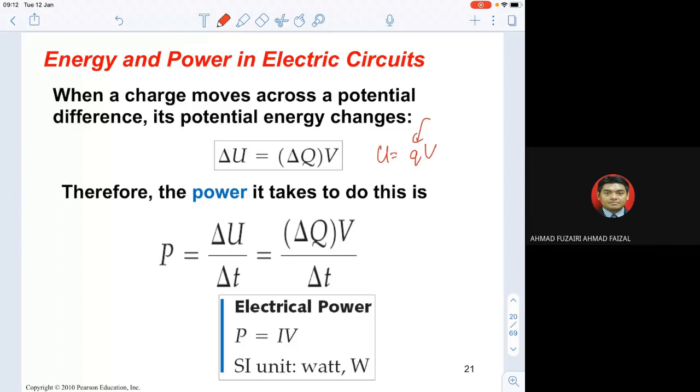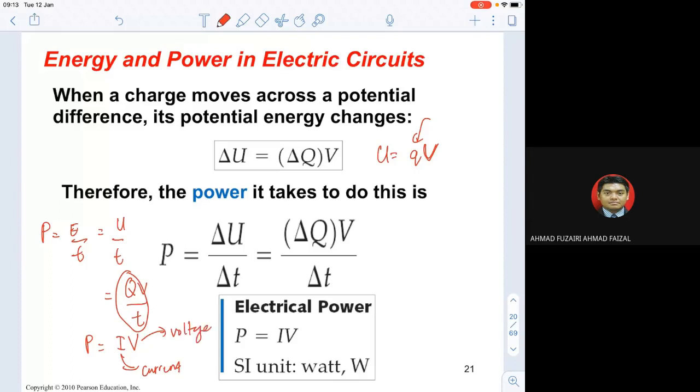V is always a capital letter V. So Q is the magnitude of charge times the electric potential. And if we bring in the power, power is E over T, remember, and E is also U over T. So what is U? QV over T. Q over T is considered as current, the magnitude of charge per time. So that's why we can get P equals IV, where I is the current and V is the voltage.